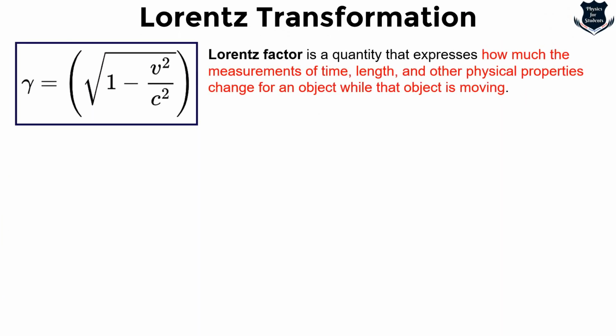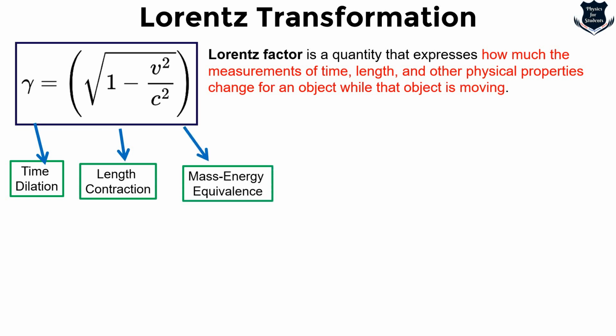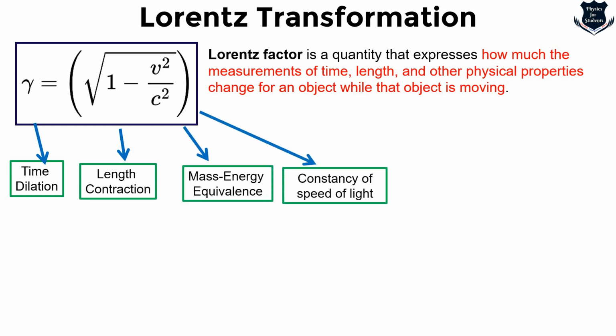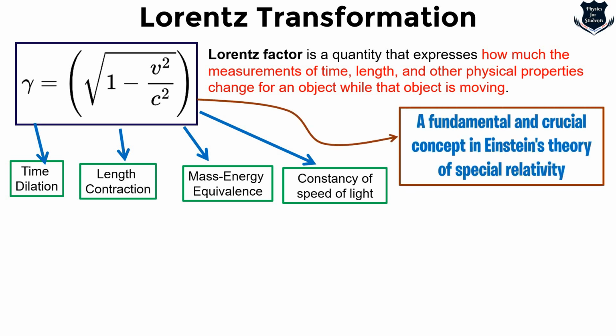So this is the Lorentz factor, and it actually expresses how much the measurements of time, length and other physical properties change for an object while that object is moving. Moving when? Moving when it is close to the speed of light. Remember, we are using the Lorentz transformation only when objects are moving close to the speed of light. So it is an important factor in calculating time dilation, length contraction, mass-energy equivalence and constancy of the speed of light. So what we say from here is that this is a fundamental and crucial concept in Einstein's theory of special relativity. This is very central.